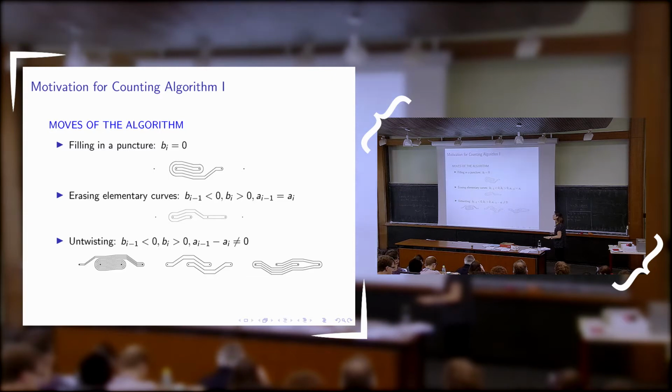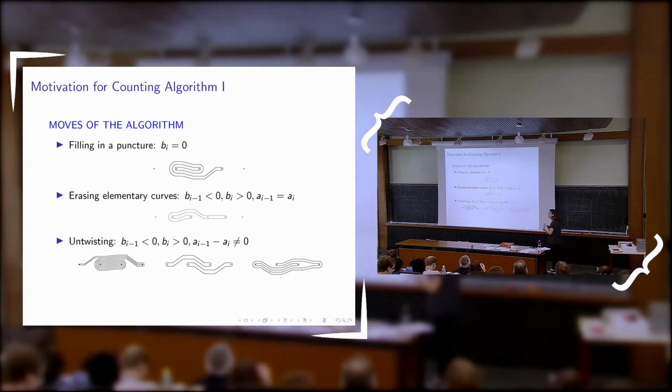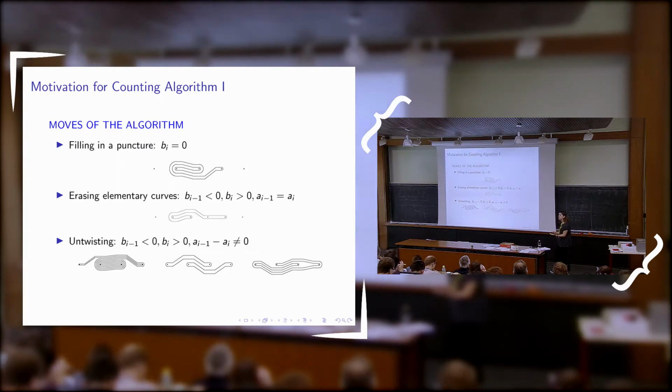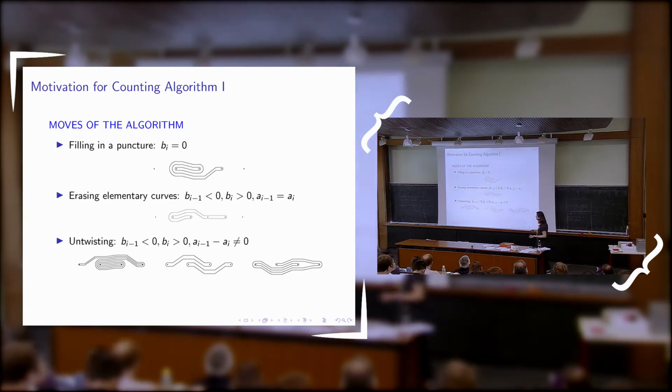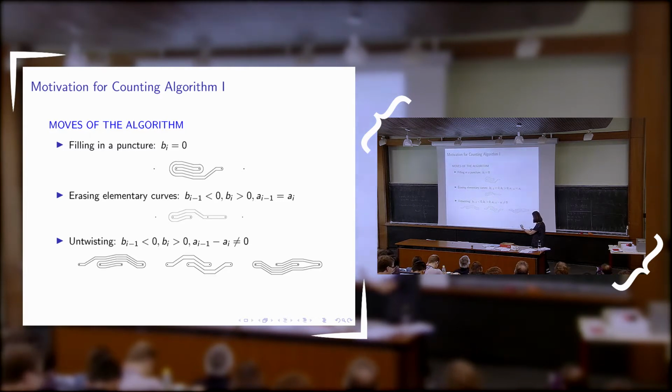And the untwisting move is applied when there is a left loop about puncture I and a left loop about puncture I plus 1, but there is no elementary curve bounding these 2 punctures. So there are two things that can happen in this case. There are 3 pictures, but these correspond to 1 case, with 2 main cases. If you concentrate on the first multi-curve, you untwist your curve, and at some stage a repeated application of the untwisting move gives you a puncture to fill in.